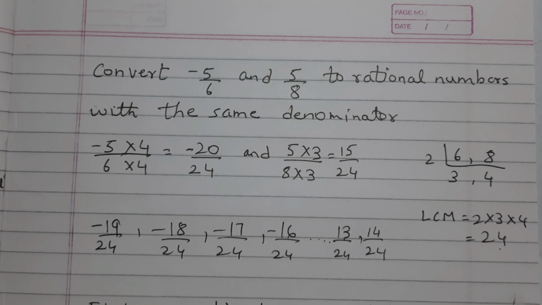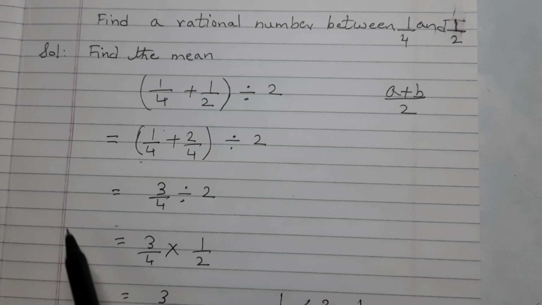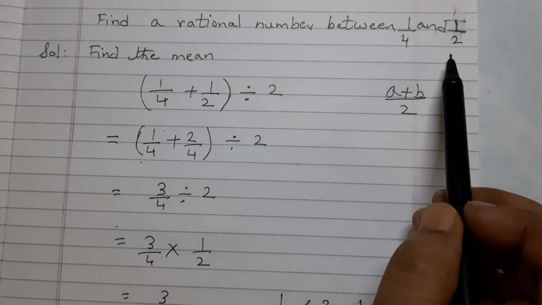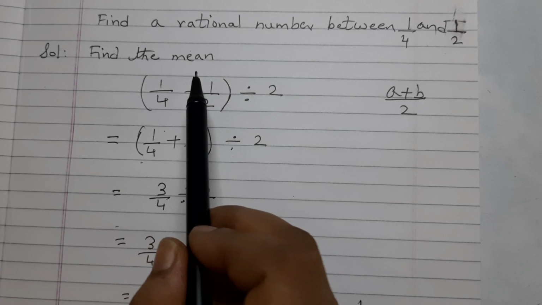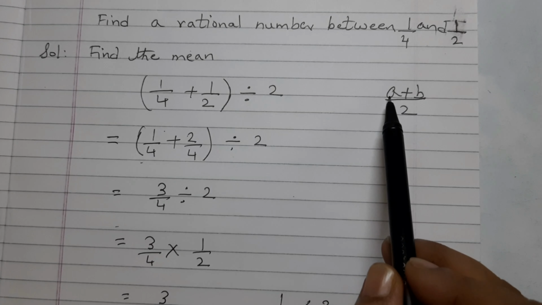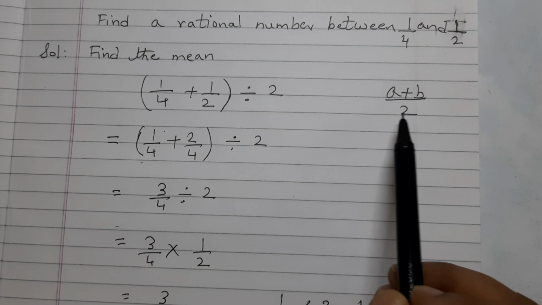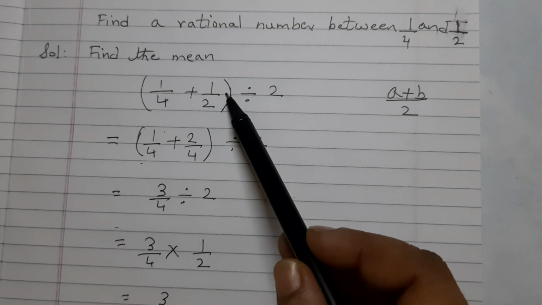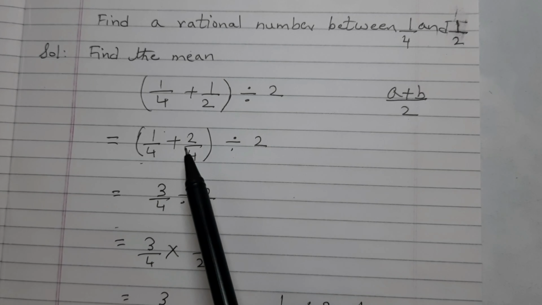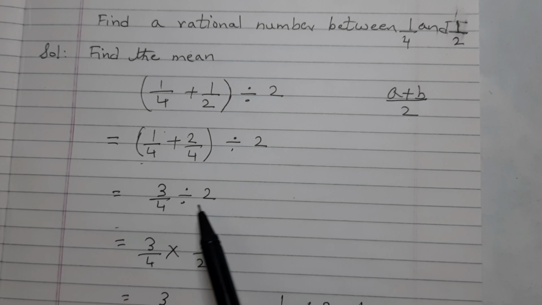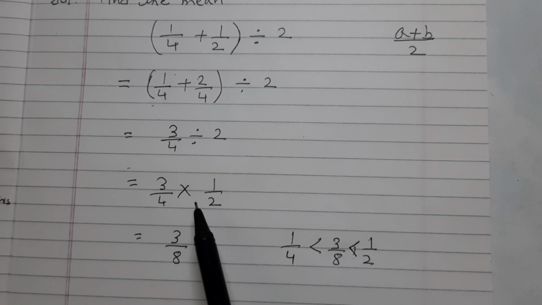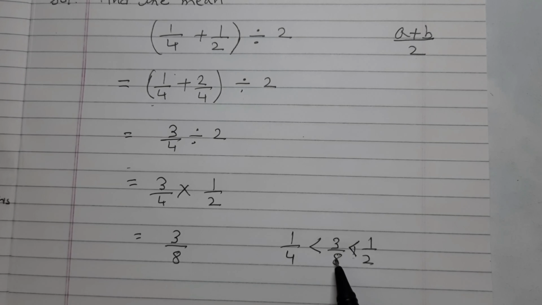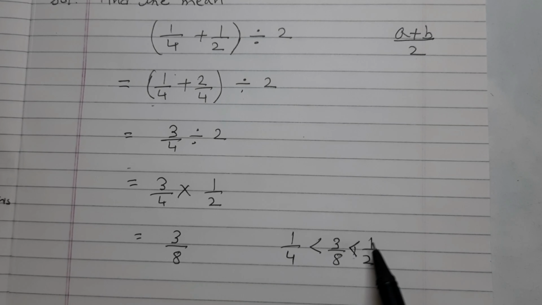The second method is by finding the mean. Let us see an example. Find a rational number between 1 by 4 and 1 by 2. So first find the mean. If this is A and this is B, (A plus B) by 2 will give us the mean. So 1 by 4 plus 1 by 2 divided by 2. 1 by 2 can be written as 2 by 4. 1 plus 2 is 3. So 3 by 4 divided by 2. So 3 by 4 into 1 by 2 equals 3 by 8. So 3 by 8 lies between 1 by 4 and 1 by 2.